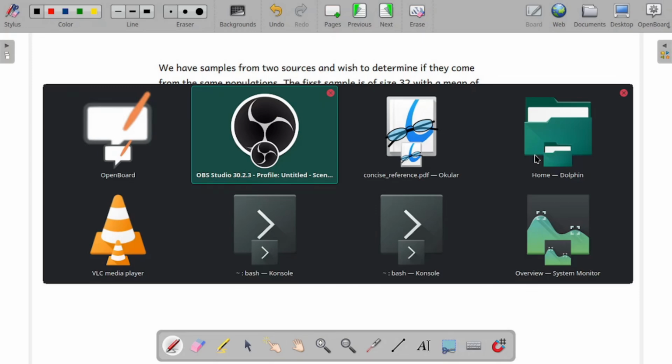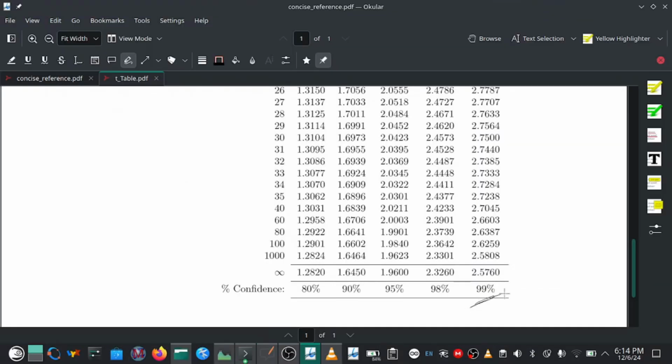Let's go over to the t-table. Here's 99%. And we have 60 degrees of freedom, recall from our previous video. So we're going to use 2.660. I'm only going to use the 3 decimals in this computation.